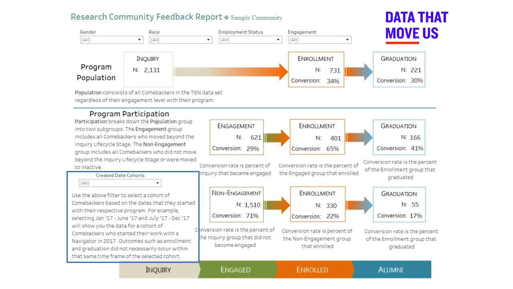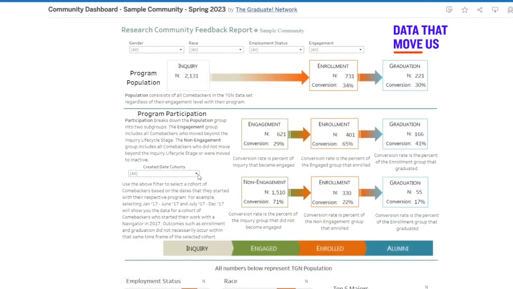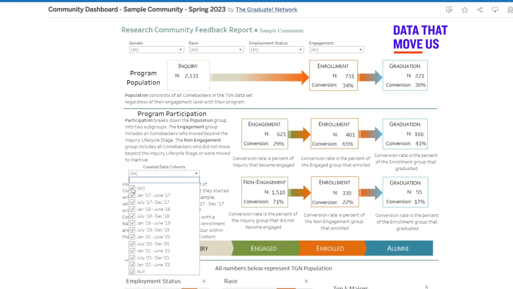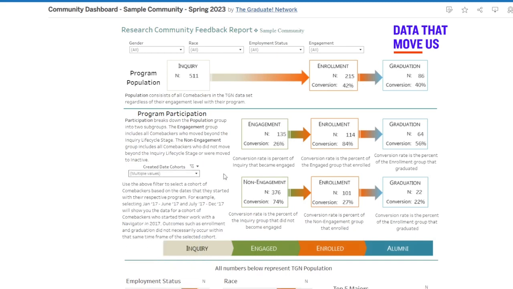The final filter can be found as part of the Program Participation section. This filter, labeled Create a Date Cohort, allows you to view a group of comebackers based on when they registered with your program. The filter groups participants by the registration date or the date they completed the inquiry form, and allows you to track progress of these cohorts. For example, selecting January 17 through June 17 and July 17 through December 17 will show you the data for a cohort of comebackers who started their work with the Navigator in 2017.